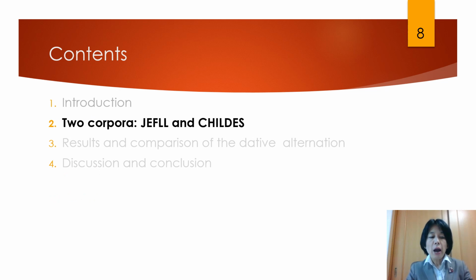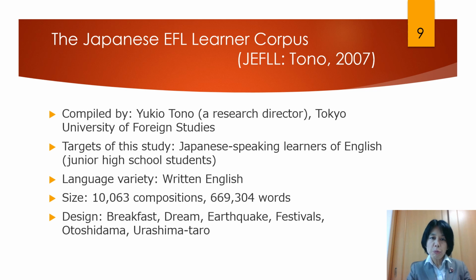In this section, I introduce the two corpora. One is the Japanese EFL Learner Corpus, and the other is the Child's Database. The Japanese EFL Learner Corpus was created by Tono. One of the advantages of this corpus is that we can collect a huge amount of English data from 10,063 compositions written by Japanese junior and senior high school students.